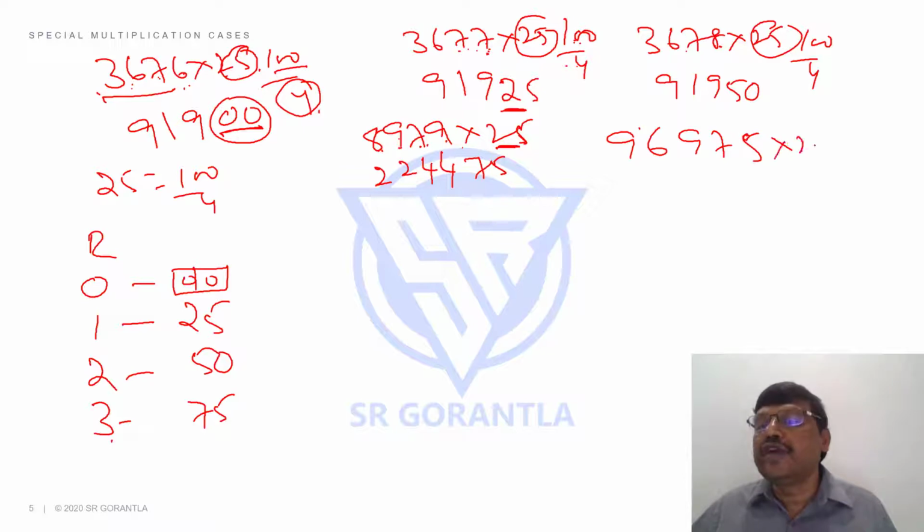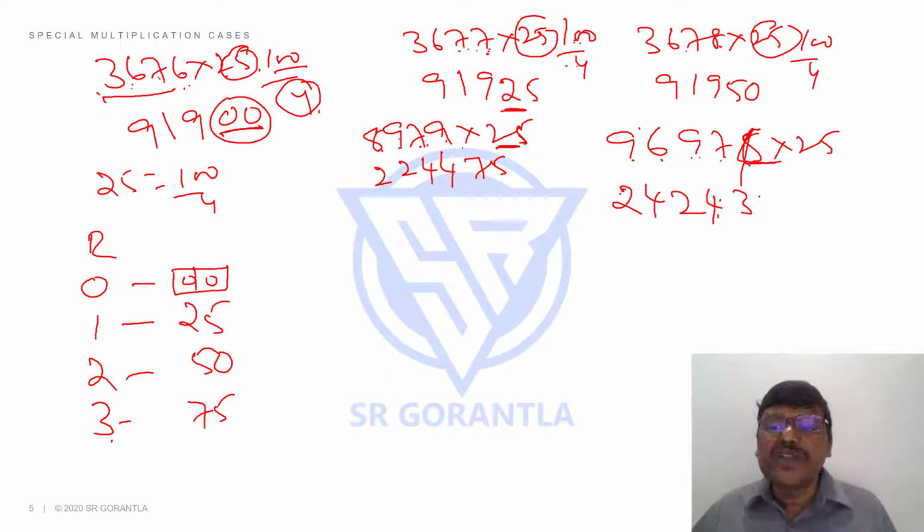96974 into 25. 4 2s are 8. 4 4s are 16. 4 2s are 8. 4 4s are 16, 14. 4 3s are 12. Remainder is 2. 2 means I will write 50. Right. One more example.